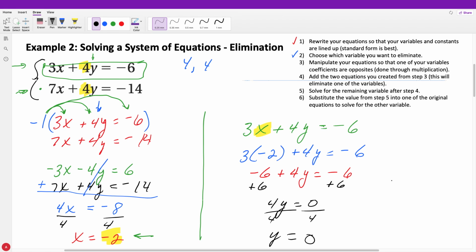So that means that my final answer is going to be (-2, 0). And that's how we need to write it, as an ordered pair, and it satisfies both of these equations at the same time.